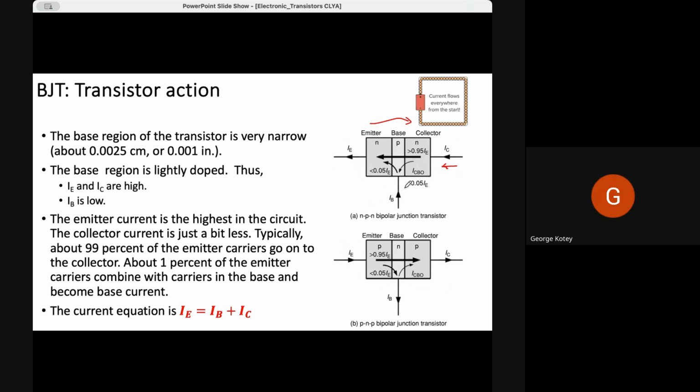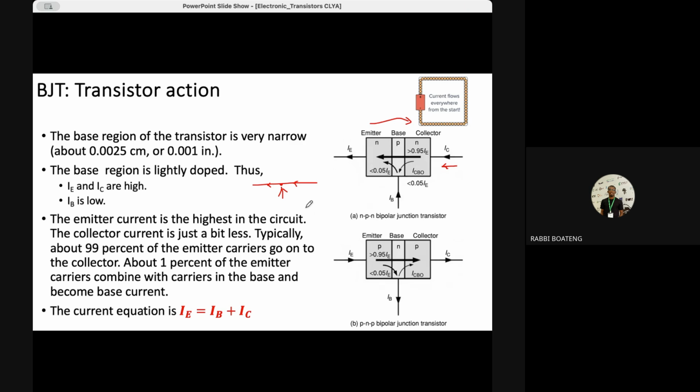I said that the sum of current entering the junction is equal to the sum of current leaving the junction. Perfect. Is that okay? And now when you look at what we have here, this is our junction. The base is flowing in from this end, and the collector too is flowing in from this end, and it goes to the emitter.